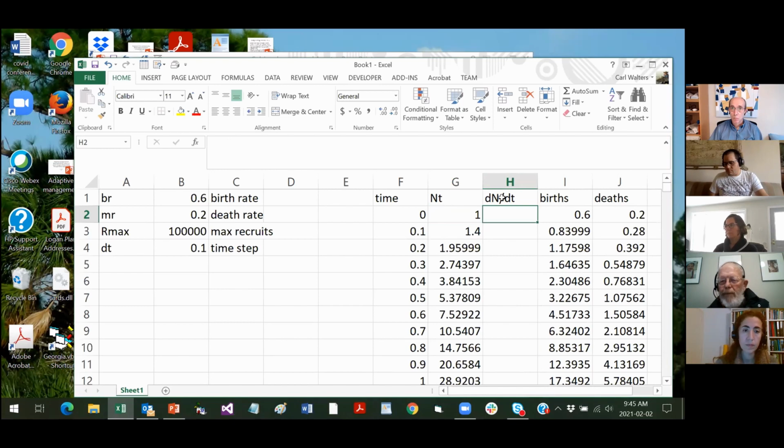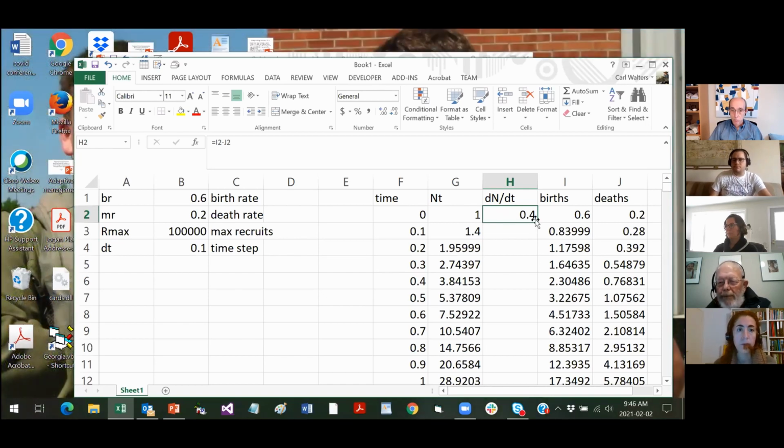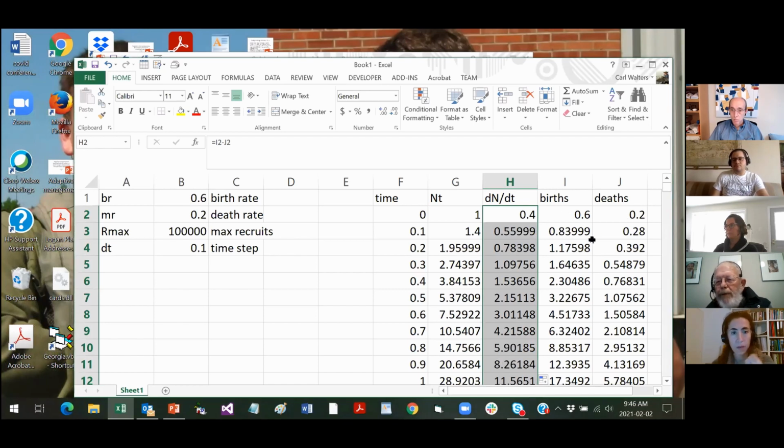And I'll put my rule for change in there rather than in the formula for numbers. So rate of change of numbers in a continuous population model is equal to births minus deaths. Okay. So the difference between births and deaths gives me a population growth rate, starting with one animal, of 0.4. Now I'm going to copy this down so that for every birth and death number, I have a prediction of the rate of population change.